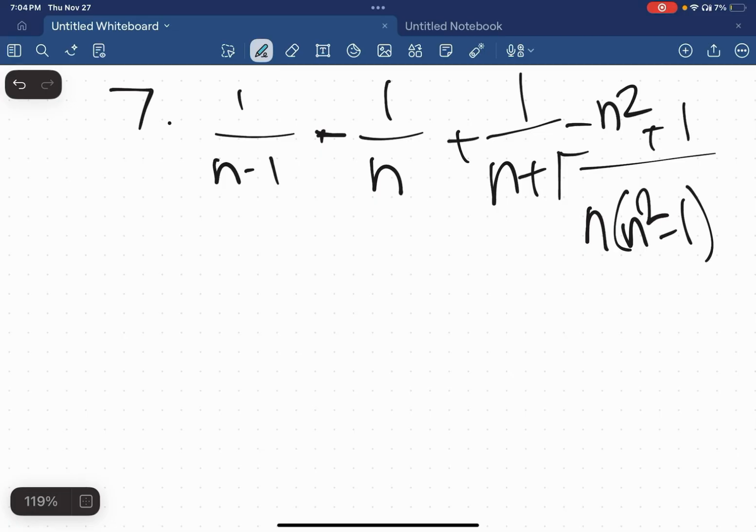Okay, so first we need to actually prove that this is true. Simple way to do this is just make all the denominators the same. You can do this by multiplying n up here, n plus 1 up here. Same thing over here.